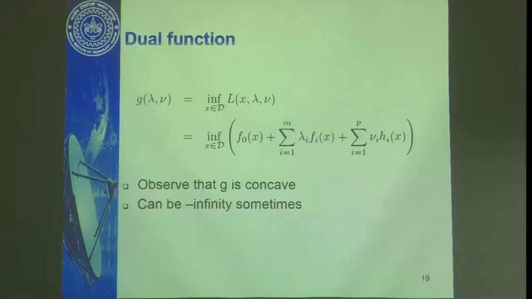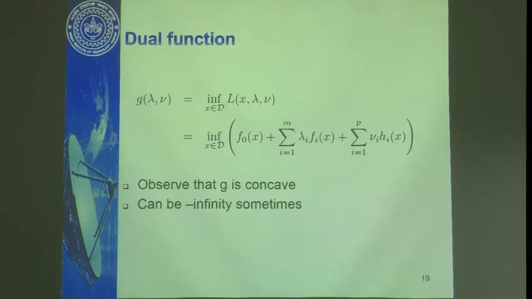So whenever you have a minimization problem, whether convex or not, the dual function is always concave. Therefore, you can always optimize the dual function. You can find the maximum of that dual function. And the maximum of that dual function is always below the minimum of the primal problem. The primal is your original problem.